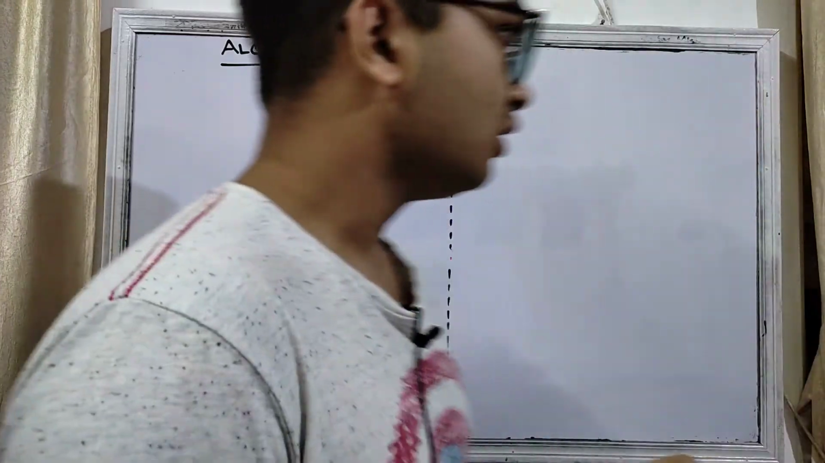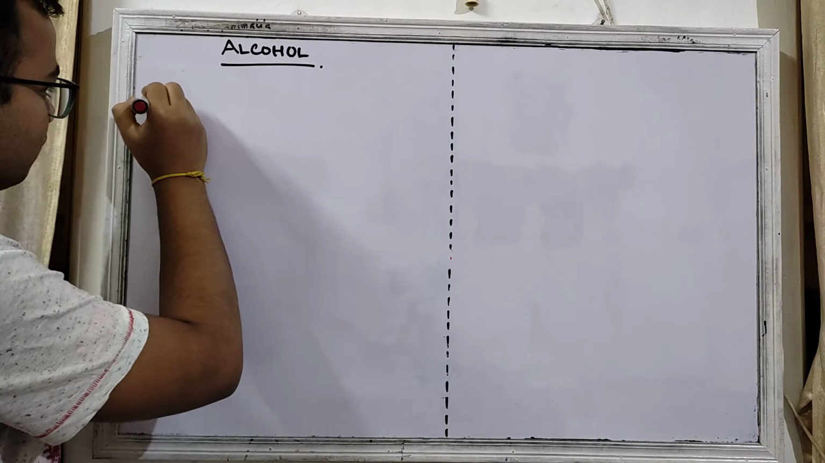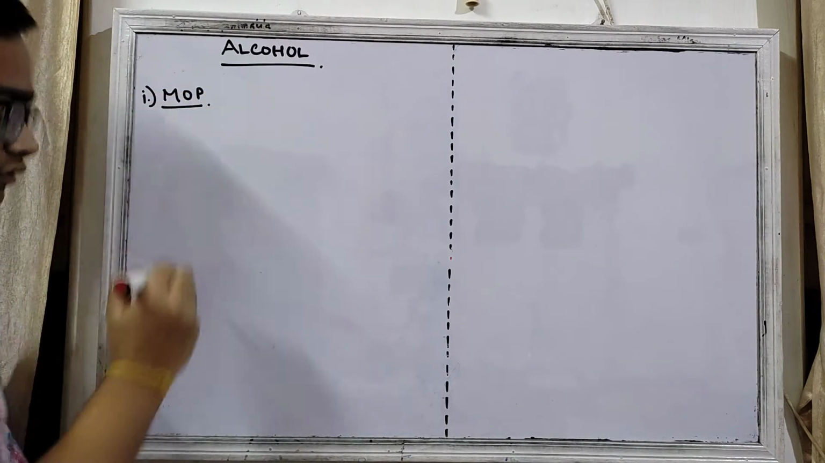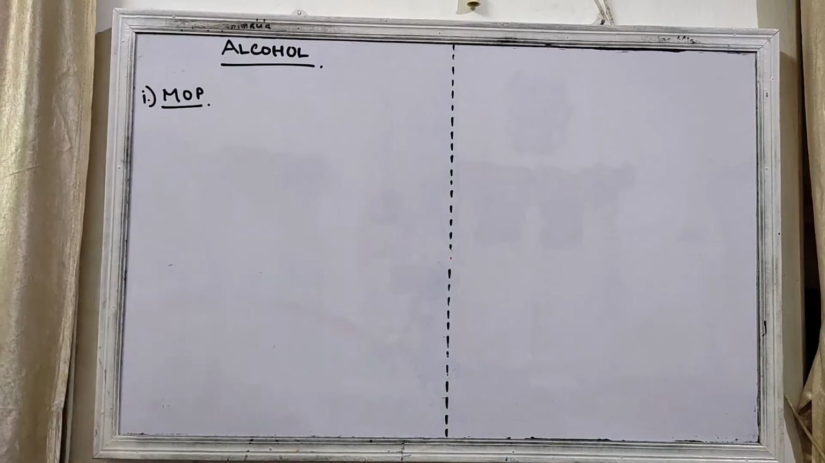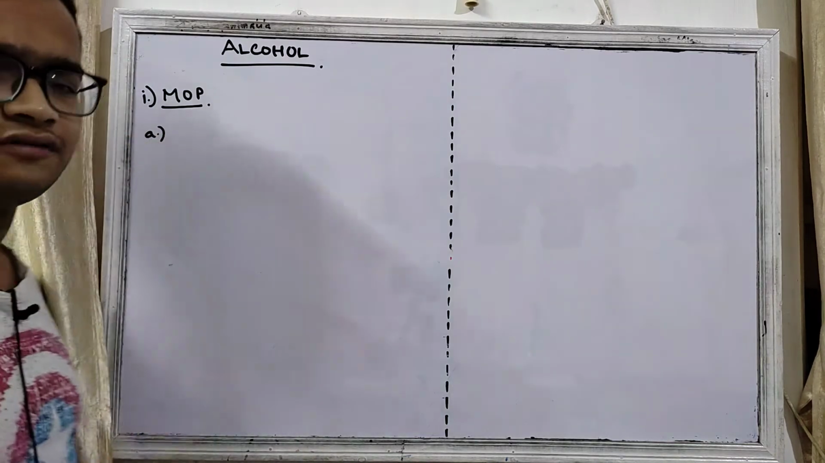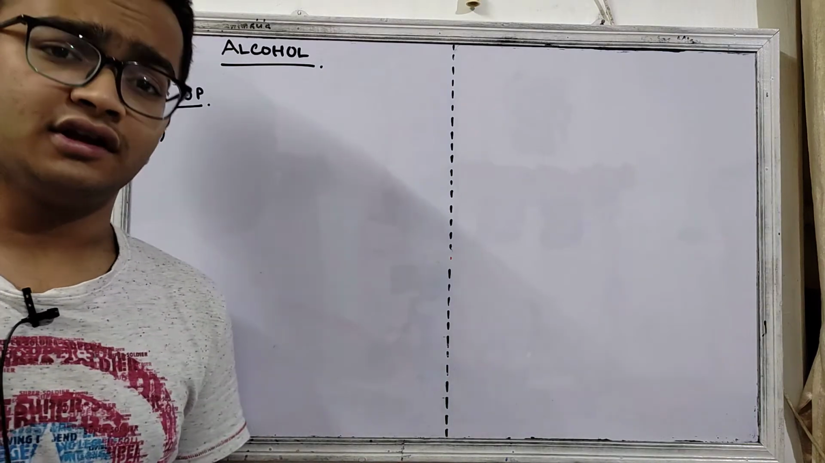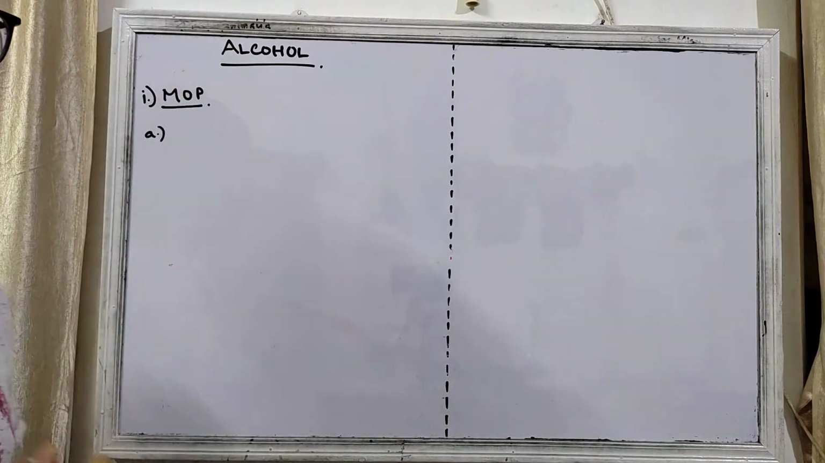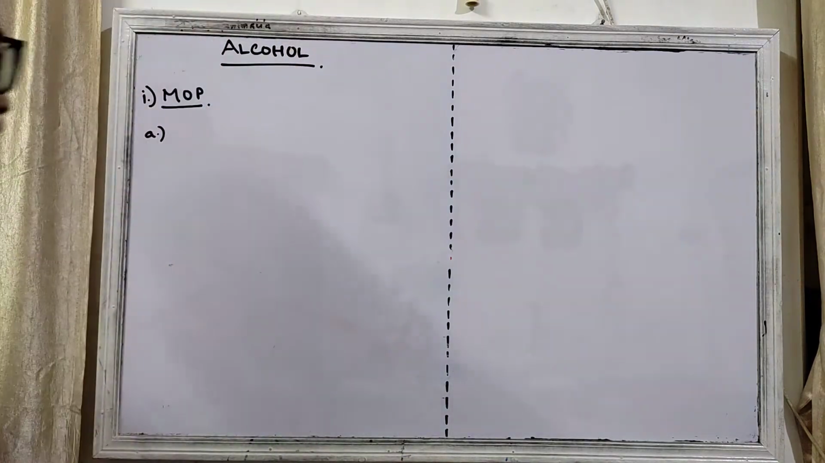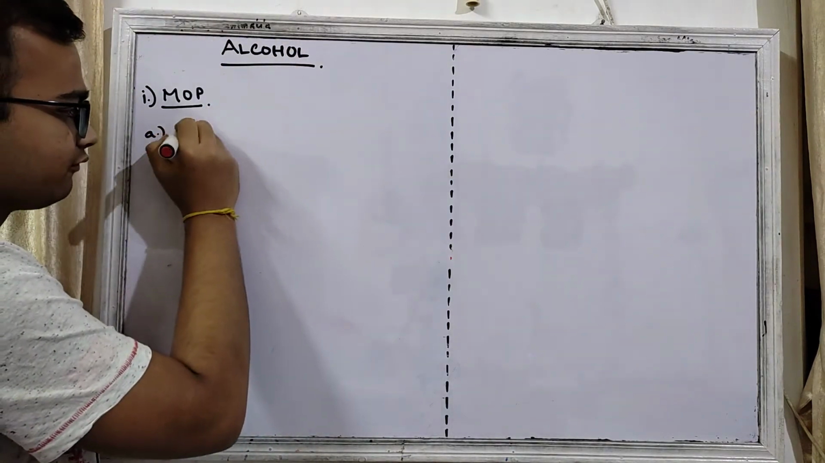So let's start with the methods of preparation of alcohol. Give the heading: methods of preparation of alcohol. The first method of preparation of alcohol is a method which you are quite familiar with. It was already there in your haloalkane chapter. It is from the alkyl halides.